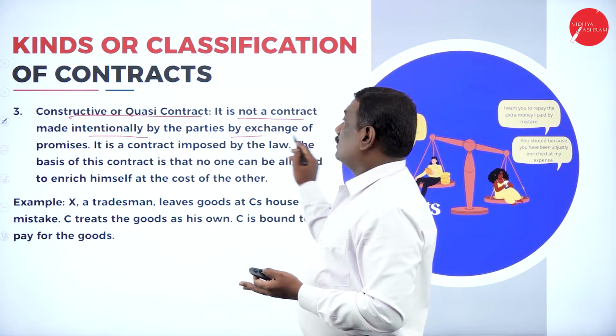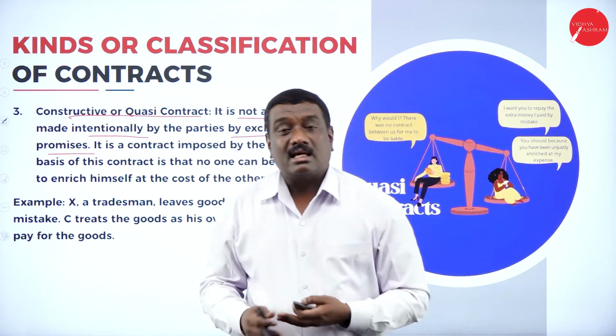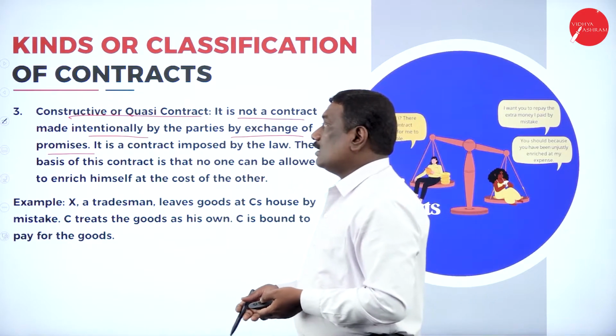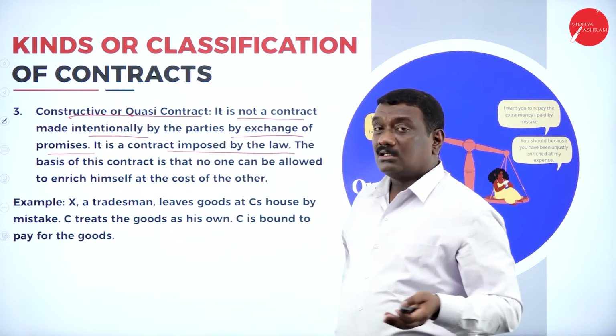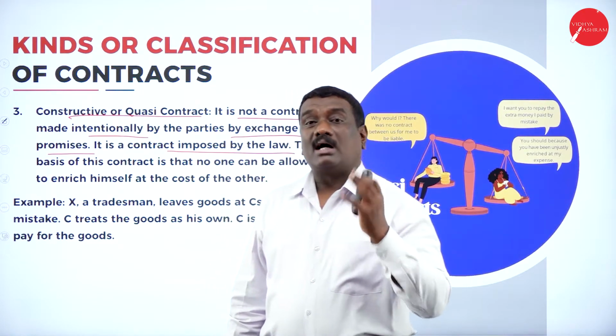And there is no exchange of promises, nor is there any intention of coming into a contract. So it is a contract which has been imposed by law. So what is a quasi contract? It is a contract which has been imposed by law.